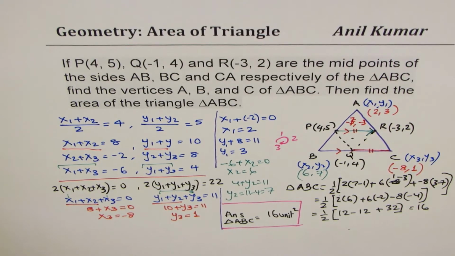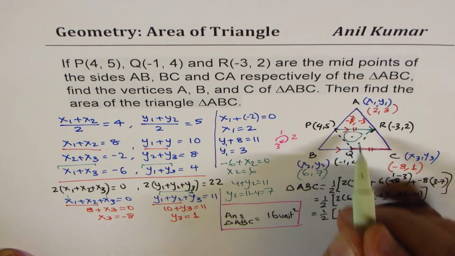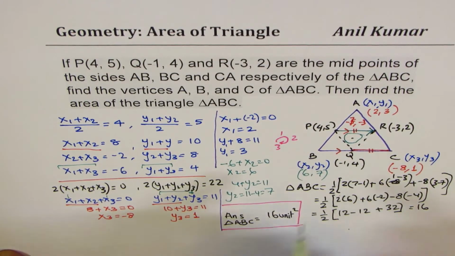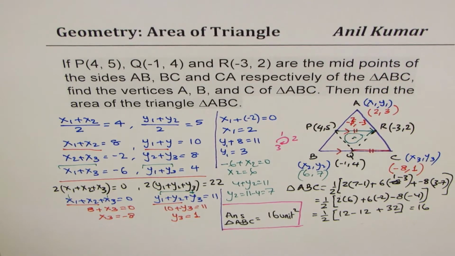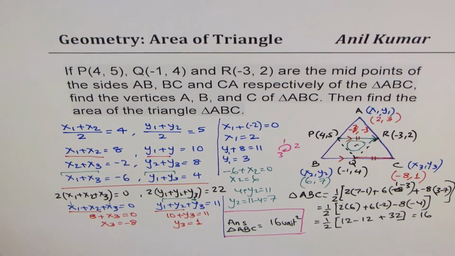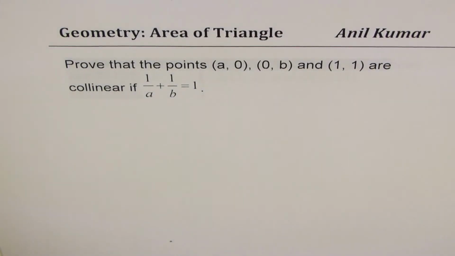Perfect. Of course, now you can also figure out what should be the area of the smaller triangle. It should be 1/4 of this, right? So we should get 4 as the area of the smaller triangle if you need to calculate it. Perfect. So let's move on to the second question now. So here is question number 2.